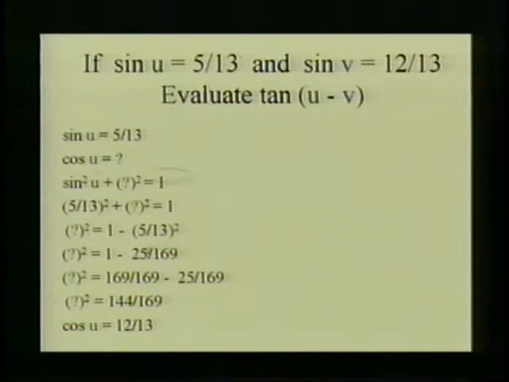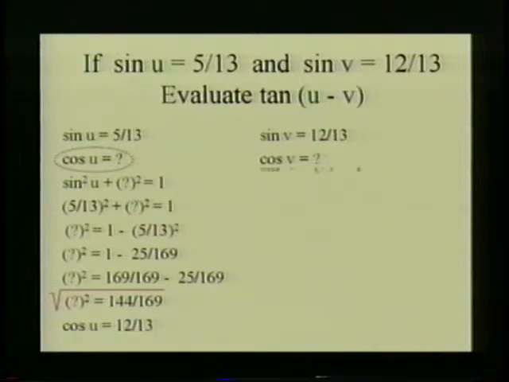Where did I come up with that? Well, I took the square root of both sides. Okay, so I know the cosine of u. Let's do the same thing with v. Knowing the sine of v, I've got to figure out the cosine of v. Once again, use a Pythagorean identity: sine squared plus cosine squared is 1.